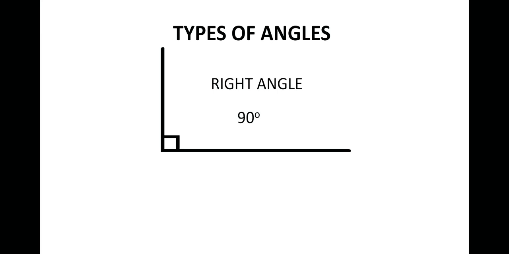Next we have another type of angle. Let's say there is a line and another line meets over here and forms an angle which is equal to 90 degrees. Then it's called a right angle. A right angle or 90 degrees means the same. The measurement of this angle is equal to 90 degrees.